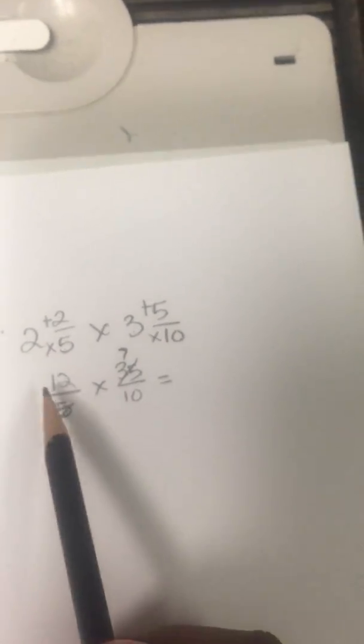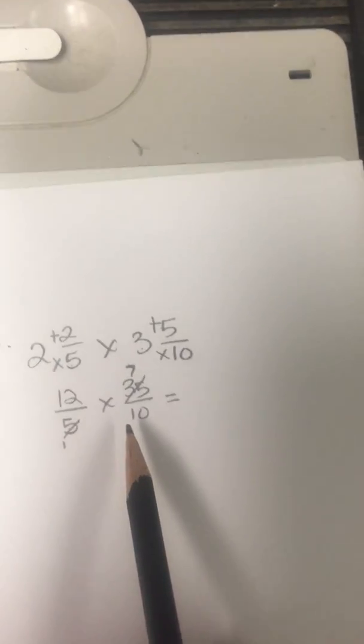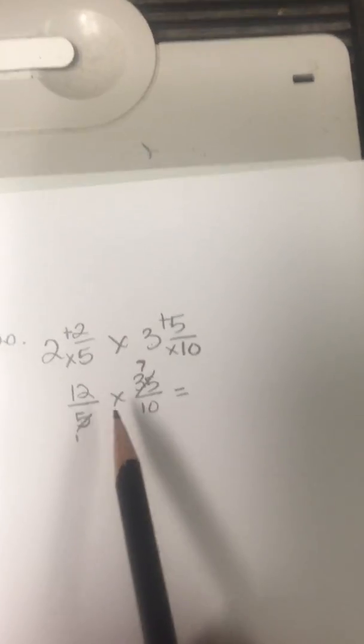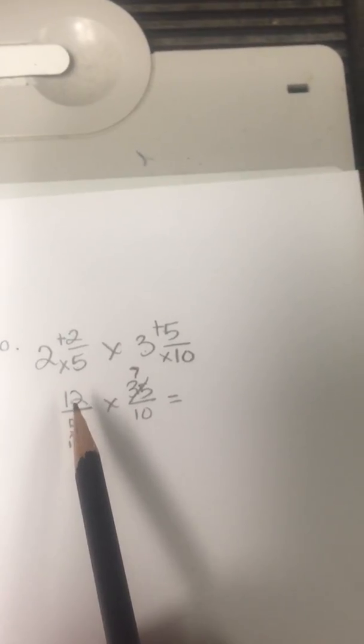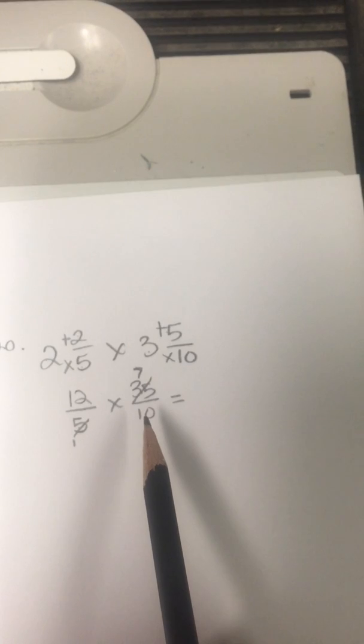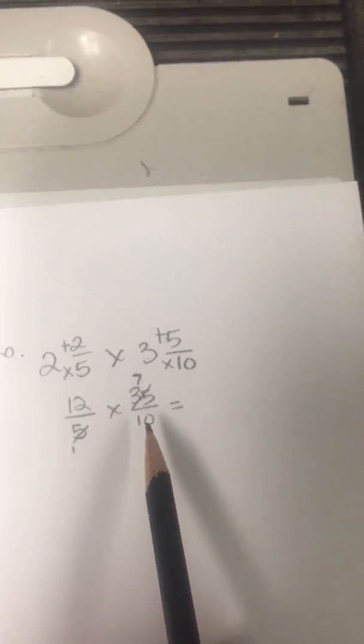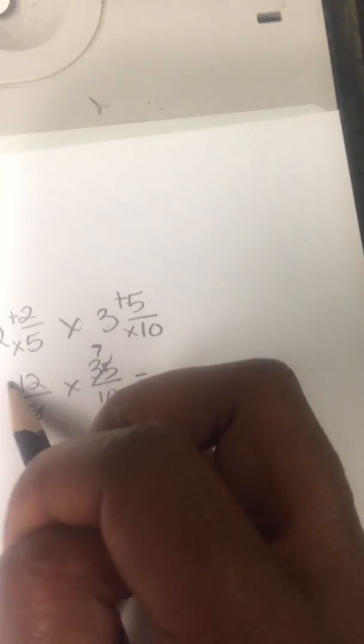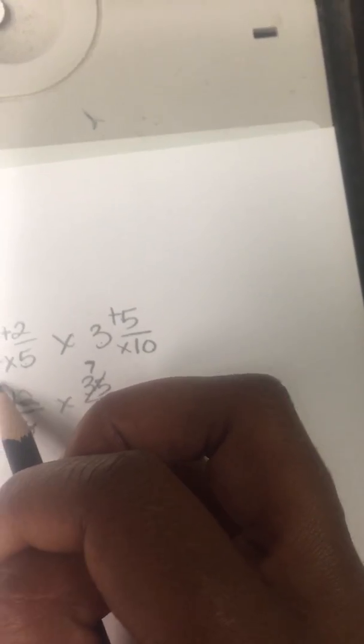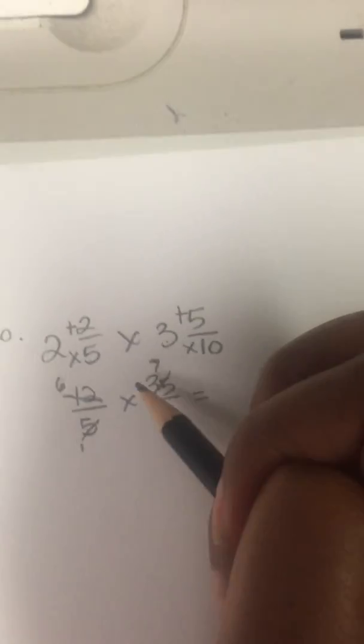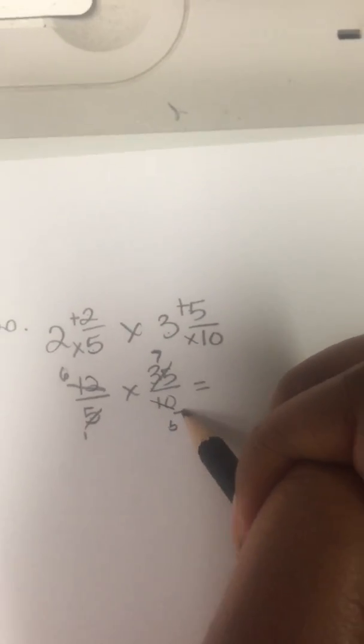Okay, I'm looking at 12 and I'm looking at 10. It's almost like I'm trying to reduce my fraction. So I'm thinking of two numbers that will go into 12 and 10, the same number, of course. So I'm thinking, 2. Well, 2 goes into 12 6 times. 2 goes into 10 5 times.